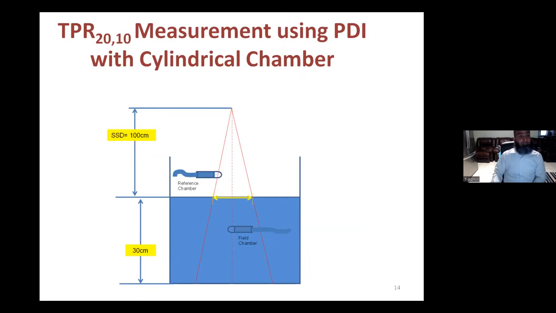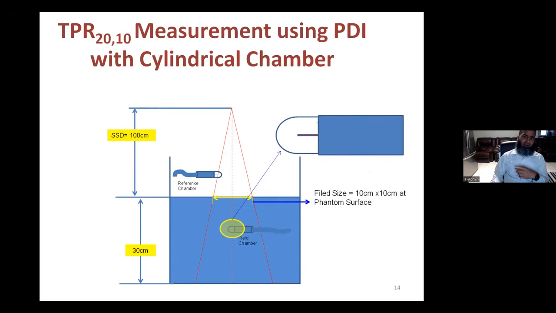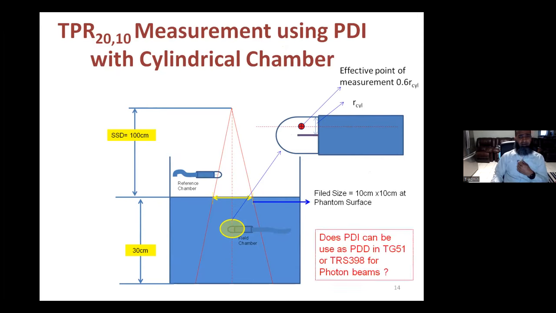TPR 2010 measurements using the PDI with cylindrical chambers. So what happened actually, you put your chamber and you have to correct your effective point of measurements. Does anyone know why the PDI can be used as a PDD in TG51 or TRS 398 for the photon beams? Because what we're measuring is not a PDD, it is a percentage depth ionization curve.